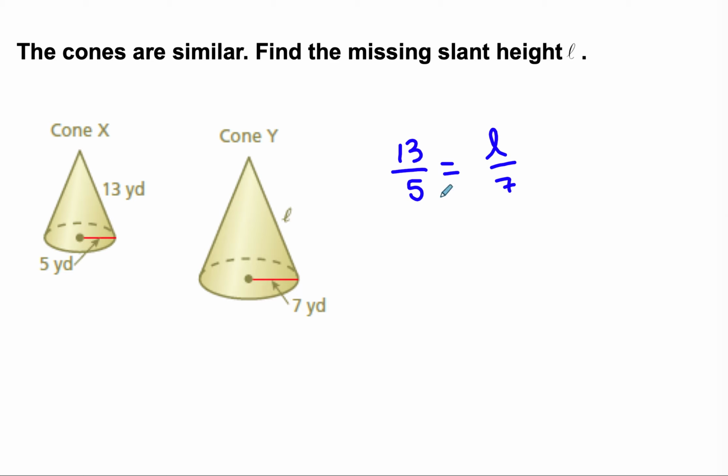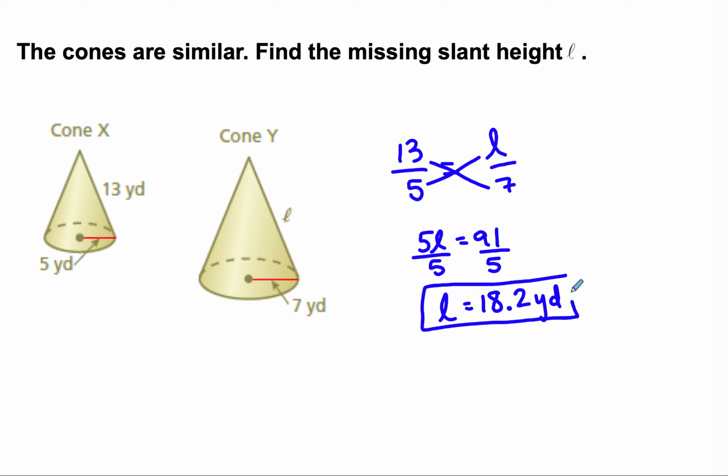All right, there are no easy multiplication patterns side to side or up and down, so I am going to do cross products. 5 times L is 5L. And then I need to do 13 times 7, and that gives me 91. Then I have to get rid of this times 5. I do that by dividing by 5. So I do 91 divided by 5, and I get 18 2/10. And then my label is going to be yards. Labels are very important. Make sure you're paying attention to what they should be.